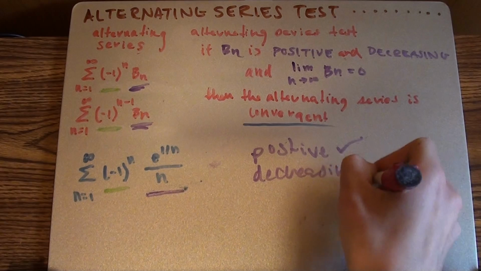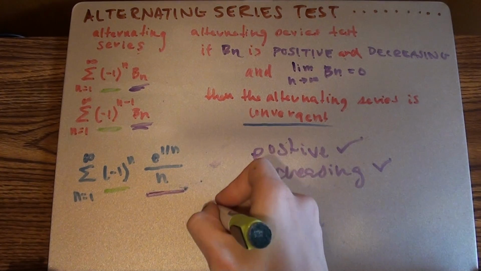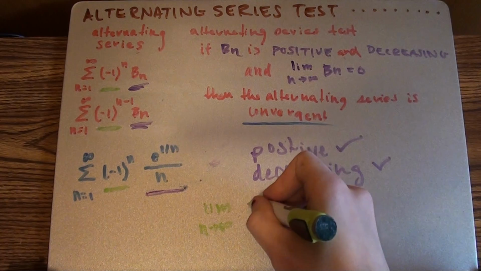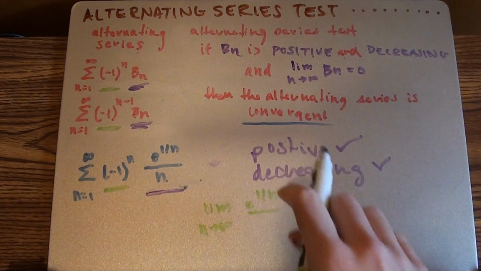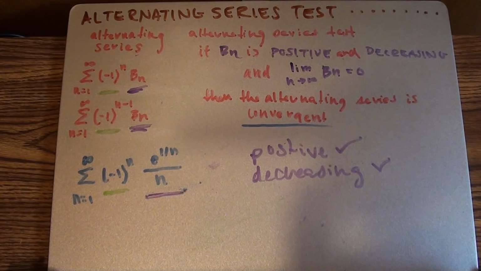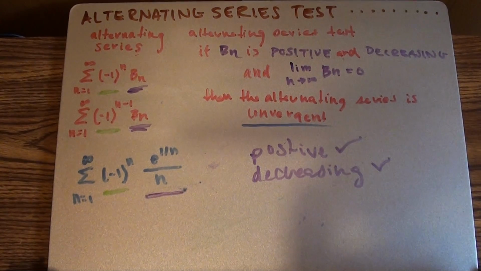We have to now determine the limit. So we have to look at the limit of our Bn as n goes to infinity. So that's e^(1/n) all over, well, this is kind of hard to see. Sorry, friends, hold on, let me switch. Here we go. We're going to do the limit. Wait, this is my dead marker. So sorry. One second, friends.